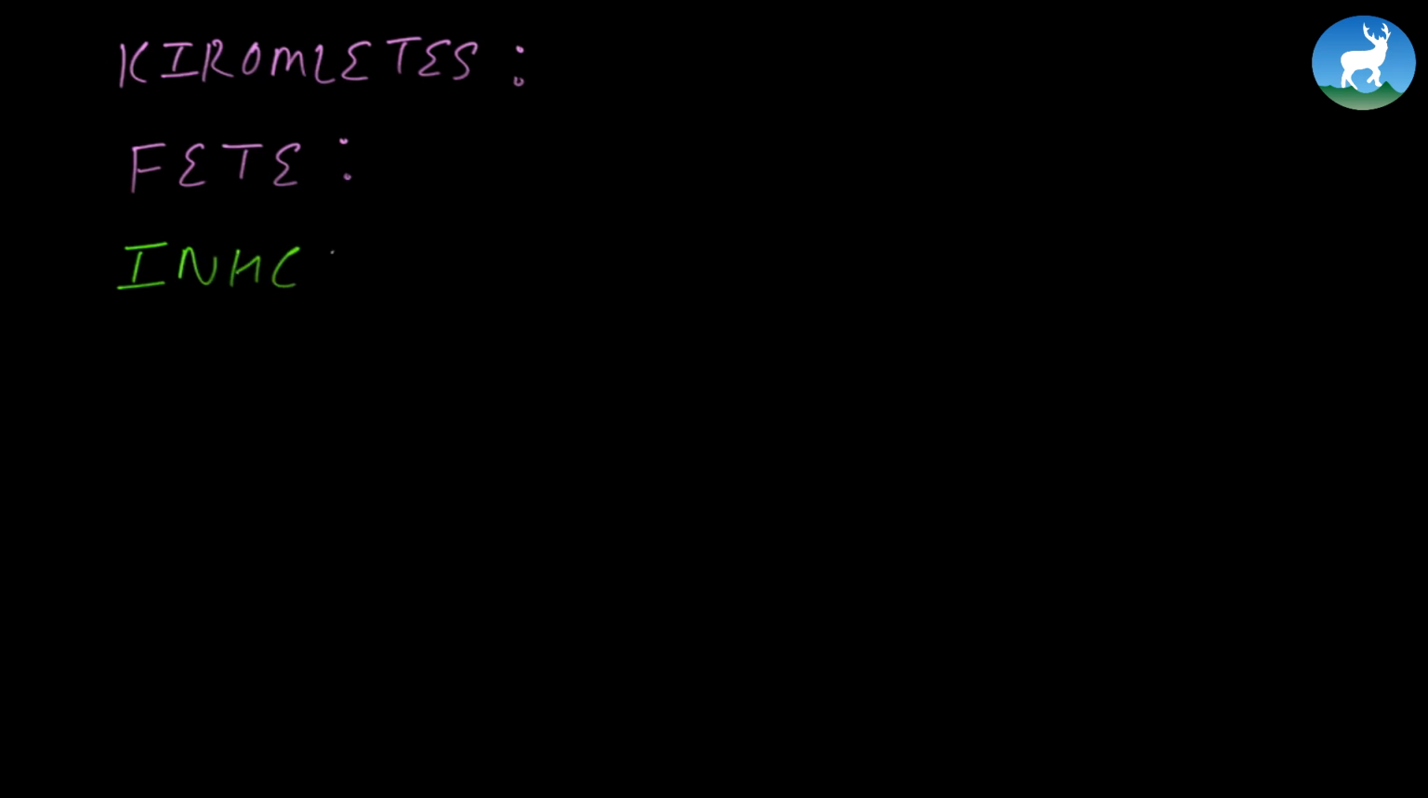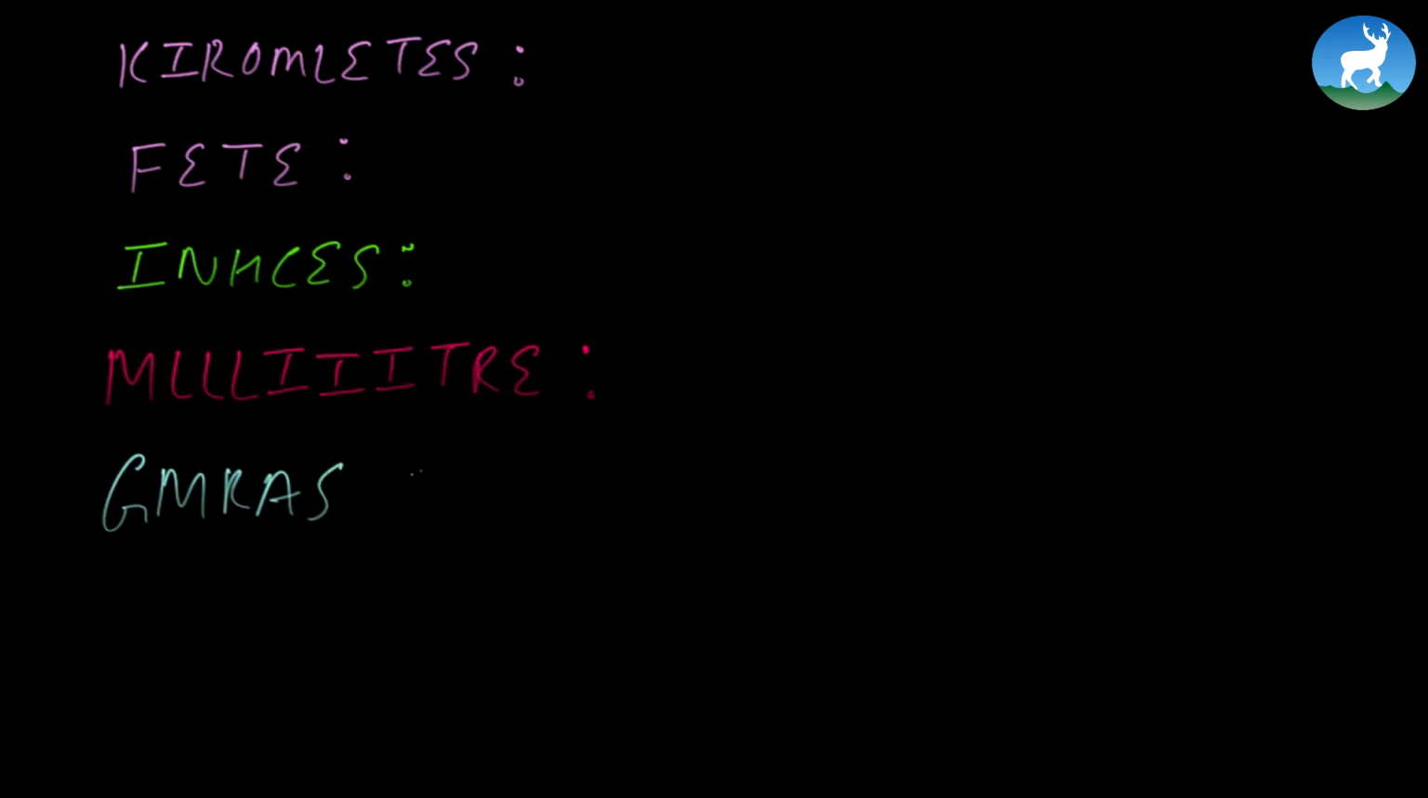Now let's move forward. Finally we have here K-I-R-R-O-M-L-E-T-E-S. We then have F-E-T-E. Pretty easy, isn't it? And now we have I-N-H-C-E-S. And then we have M-L-L. Again, L-I-I-T-R-E. And we have here G-M-R-A-S. See, you can pretty much figure this out yourself.